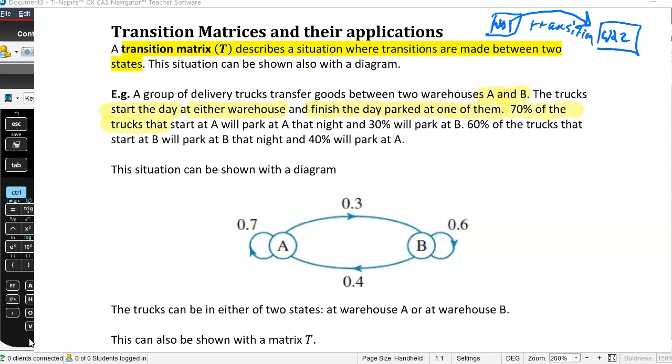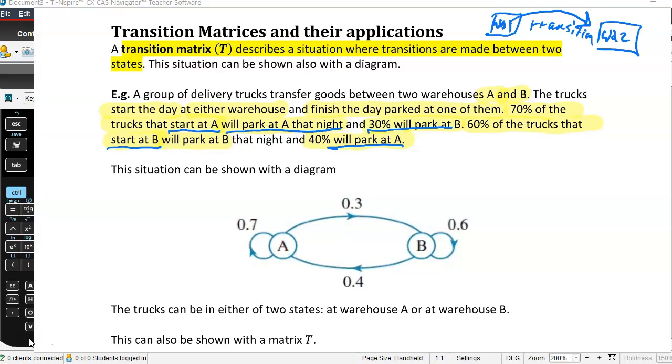70% of the trucks that start at A will park at A that night. And 30% will park at B. 60% of the trucks that start at B will park at B that night, and 40% will park at A. So we can see that via this diagram here.